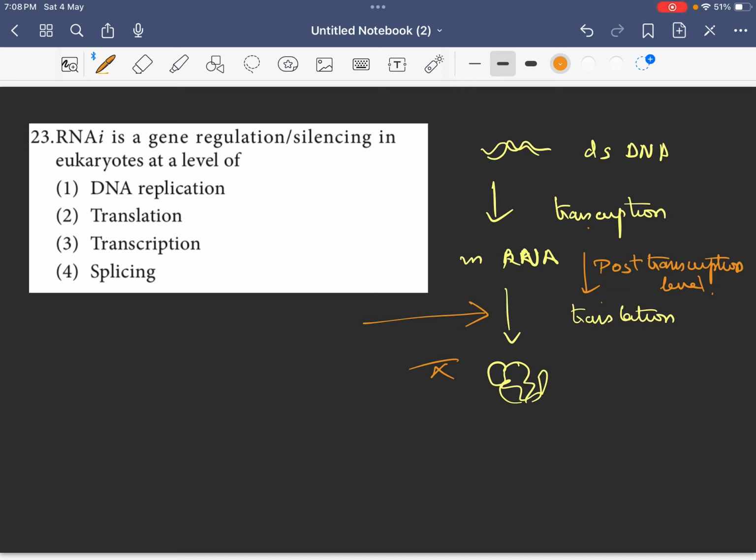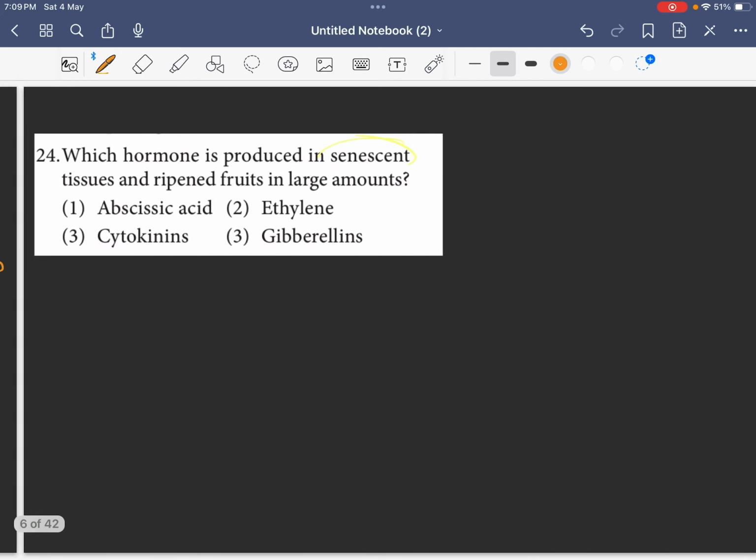Very specifically saying. Let's look into the options. Of course, the option given is DNA replication, no. Translation, no. Splicing, no. It's somewhere near your transcription or after transcription, right? So the best answer from here is the third, that is transcription level. The regulation is being done on your mRNA so that no functional protein will be formed.